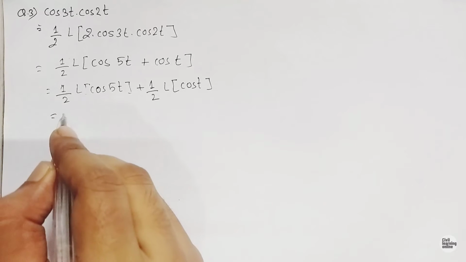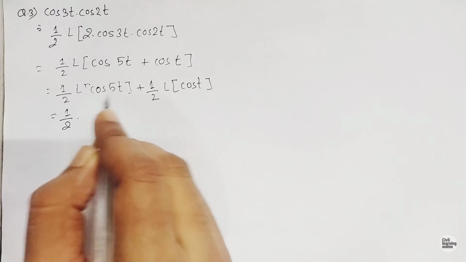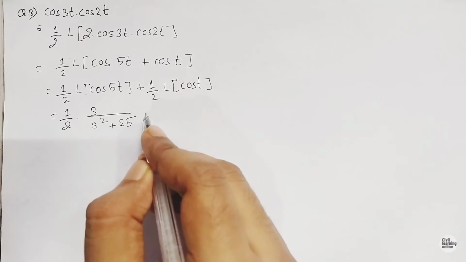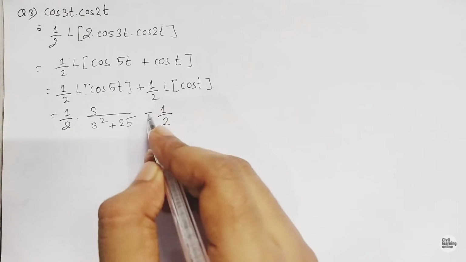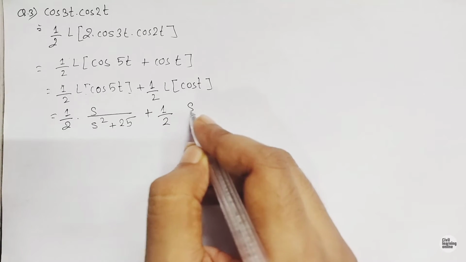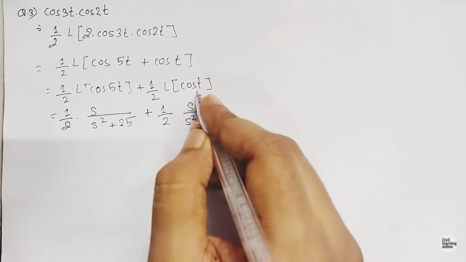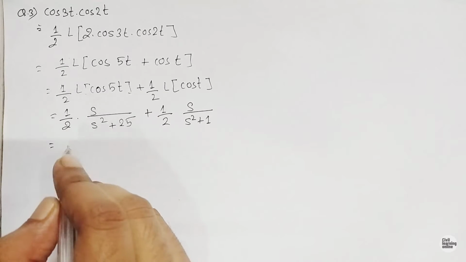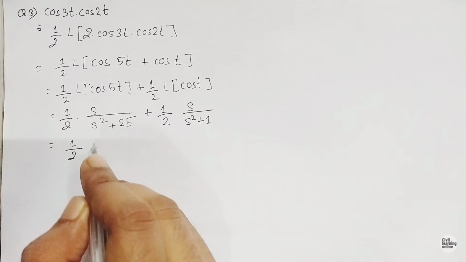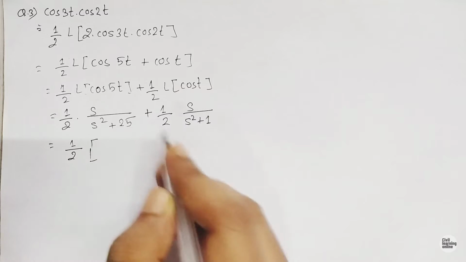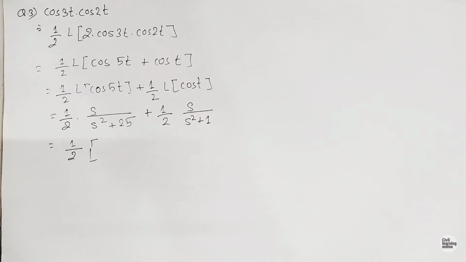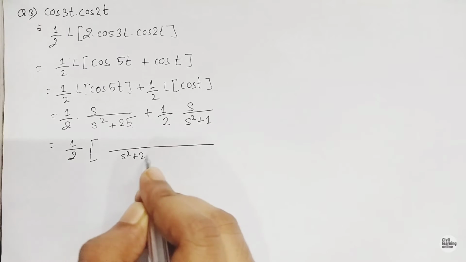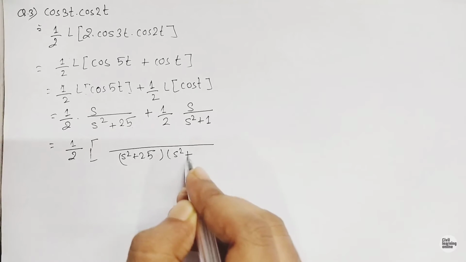Now it is in the form of cos at, so we will have 1 upon 2 times s by s square plus a square, sorry this is plus, so plus 1 by 2 times s upon s square plus a square, in place of a we have 1 here. Now we need to take the LCM and do the further calculation. So take 1 by 2 common from both the terms, and on taking LCM of s square plus 25 and s square plus 1, the LCM is going to be s square plus 25 times s square plus 1.